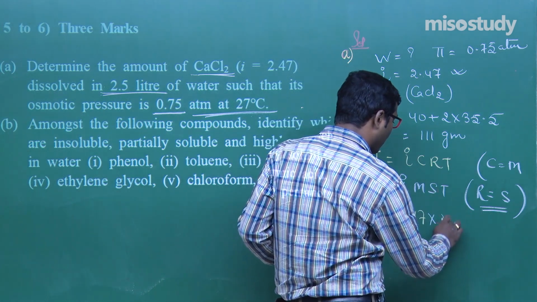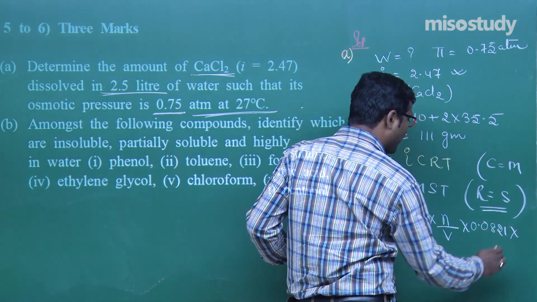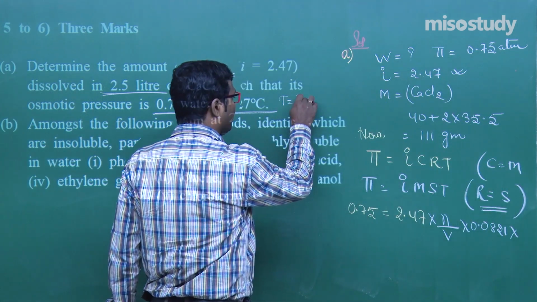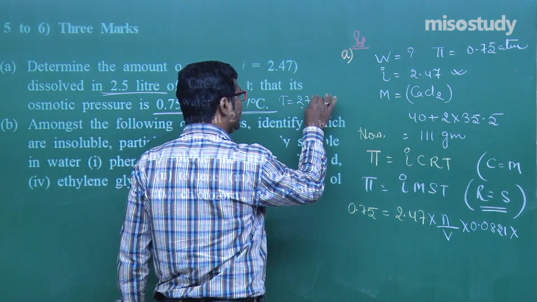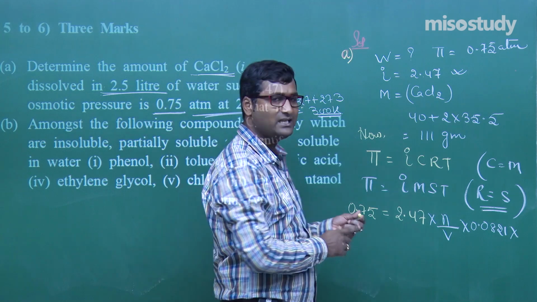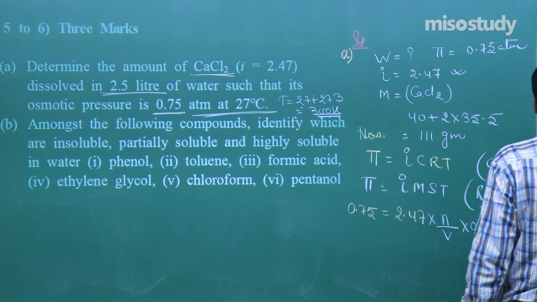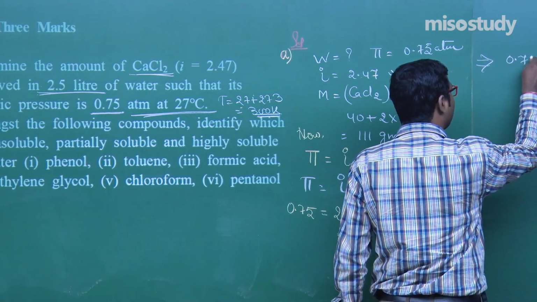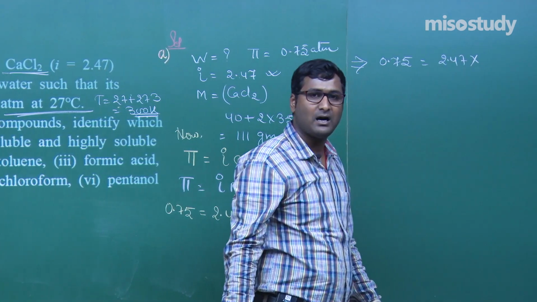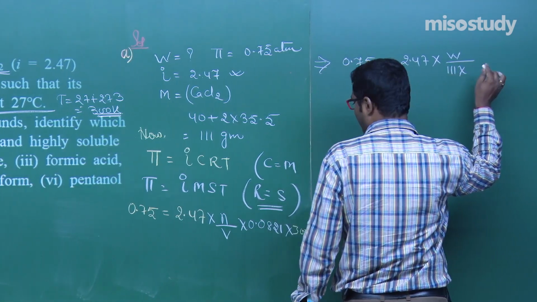What is the value of M? M is equal to number of moles upon volume. What is S? 0.0821 liter atm per mole per Kelvin. What is the temperature? 27 degrees Celsius, 27 plus 273 is 300 Kelvin. Now put here 300 Kelvin. So 0.75 is equal to 2.47. Number of moles equals given mass upon molar mass, given mass is W, molar mass is 111, multiplied by V.